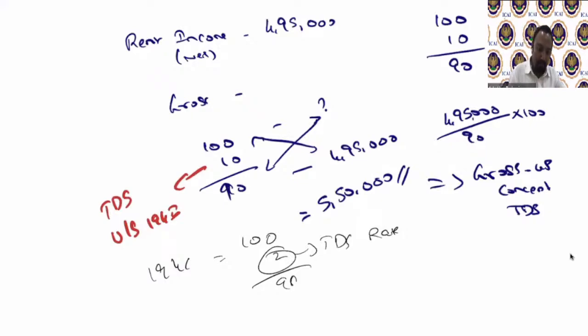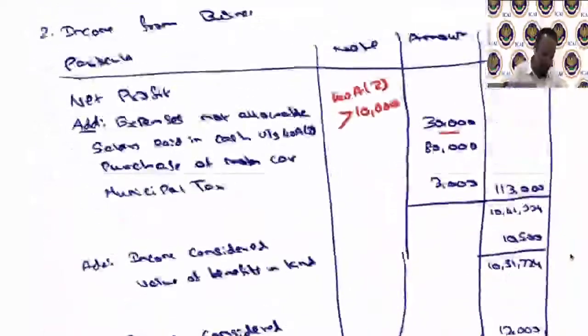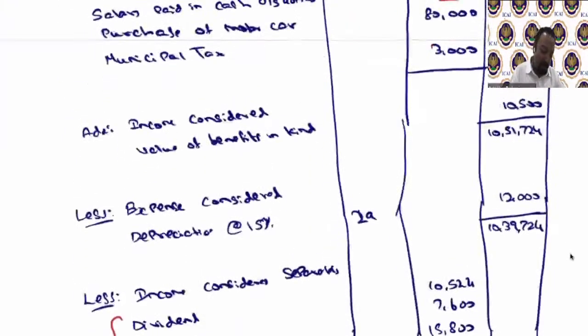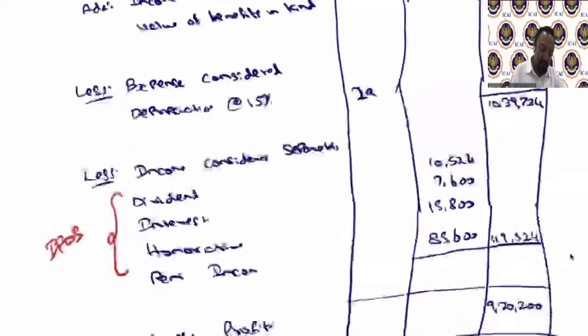Can you explain the PGBP computation? I guess it's all in order. So basically the first step is disallowance: salary, the purchase of motor car and the municipal tax are disallowed. And then the value of benefits in kind is added as income. Then two reductions, that is, expenses considered and income considered separately.